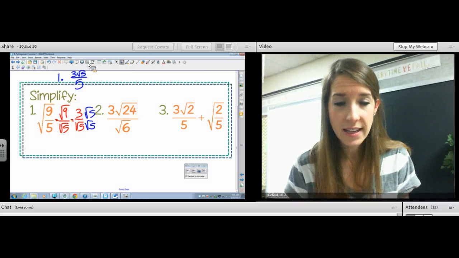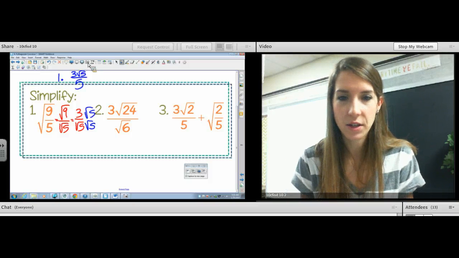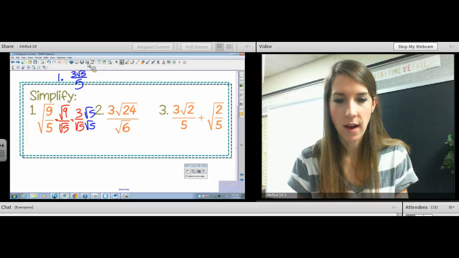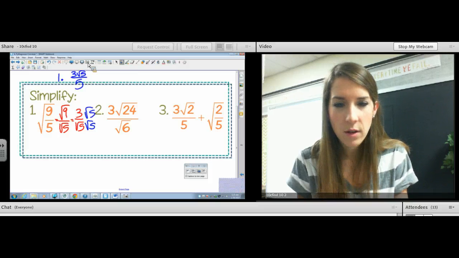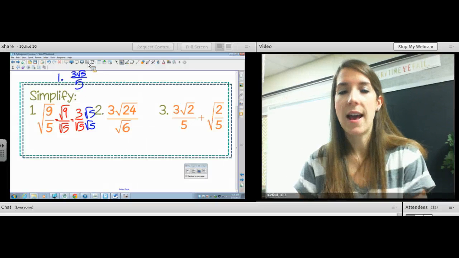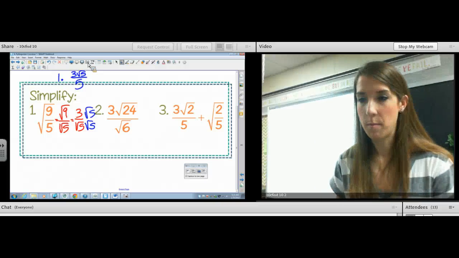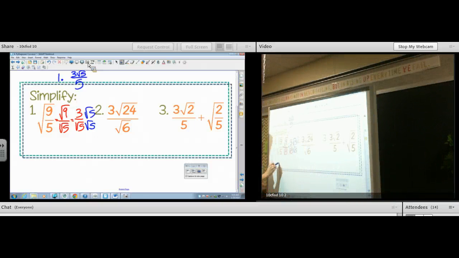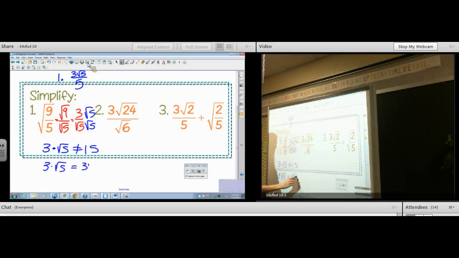The square root of 9 is 3, Tahani, but that's not the answer to number 1. It's 3 root 5 over 5. So Tahani, that's one of the biggest things we learned on Monday: when you're multiplying radicals, 3 times square root 5 is not 15. 3 times square root 5 is 3 root 5.